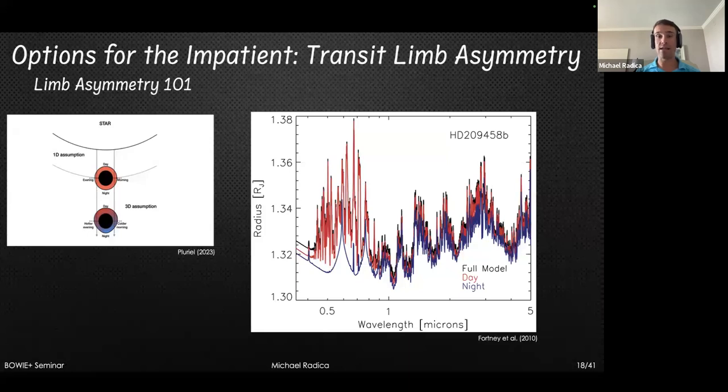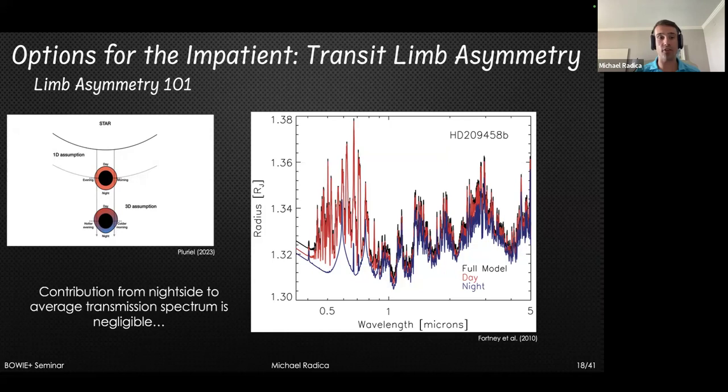The reason for that is this full model transmission spectrum, which has both the contribution of the day side and the night side, is basically entirely dominated by that hotter day side. There's effectively no difference between the day side and full model, whereas the night side contribution is entirely dwarfed. So for the vast majority of planets, right, it's going to be very difficult to disentangle day-night differences with just your standard transmission spectrum.